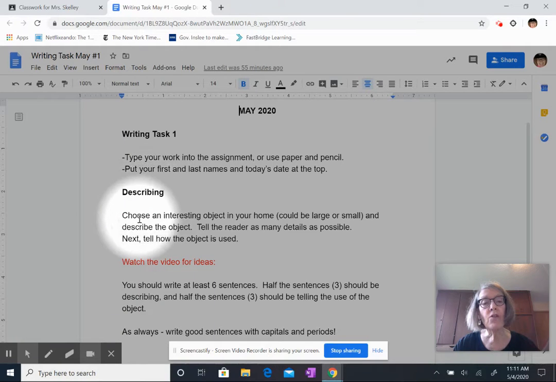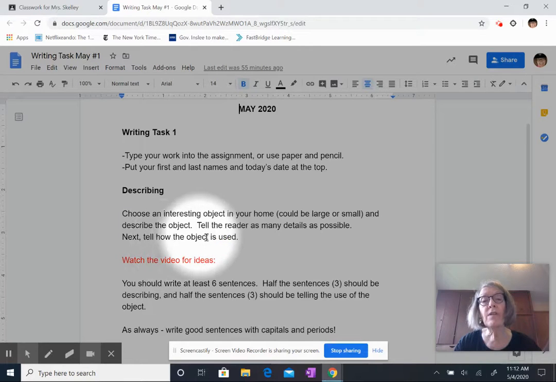Describing. Choose an interesting object in your home. It could be large, like the kitchen stove. Could be small, like a pair of pliers you found. And describe the object. You're going to tell the reader as many details as possible. And of course, a detail means one little thing about the object. Next, tell how the object is used.